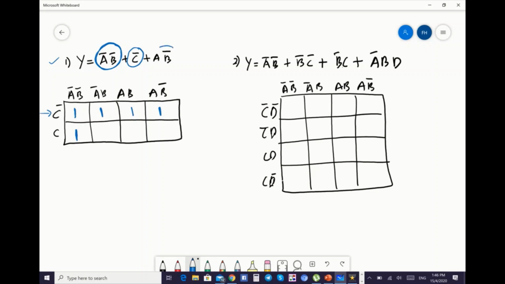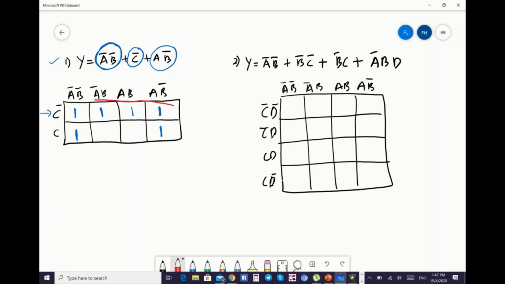Okay. And the last one, A and B bar. Which cells have A and B bar? The first one here is already mapped, and below, this cell also has A and B bar. Okay, so next step, looping.